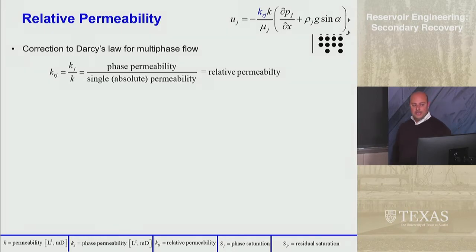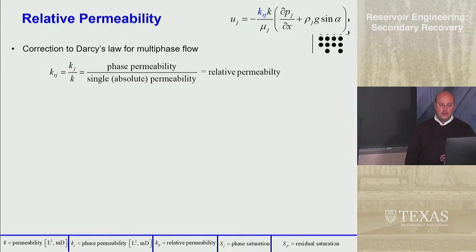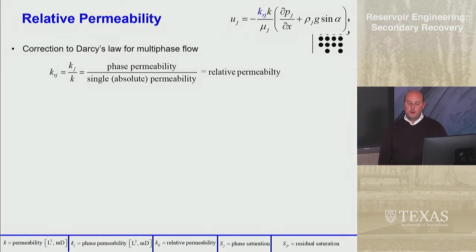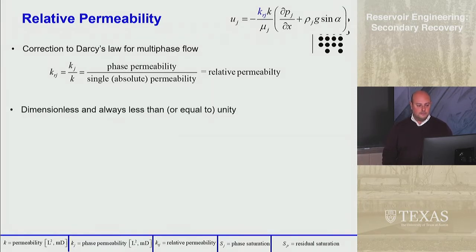Krj is equal to Kj over K. K, the denominator, is again the single or absolute permeability. And Kj is the permeability of the phase. Now Kj will have units of permeability like millidarcies. But if you divide Kj by K, we get a dimensionless value, the relative permeability of phase j. So Krj is dimensionless. It is always less than or equal to 1.